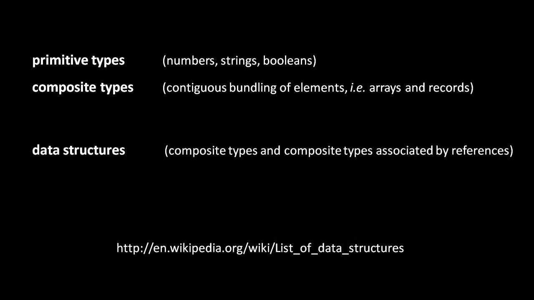Now, composite types may be considered to be what we call a data structure, but the term data structure is more broad, as a single data structure also may encompass a group of composite types which are associated together by references connecting them. Like, say, in one array or one record, you'll have a reference, a pointer, pointing to some other array or record. Effectively, we're talking about data which is related, but not necessarily grouped contiguously in memory.